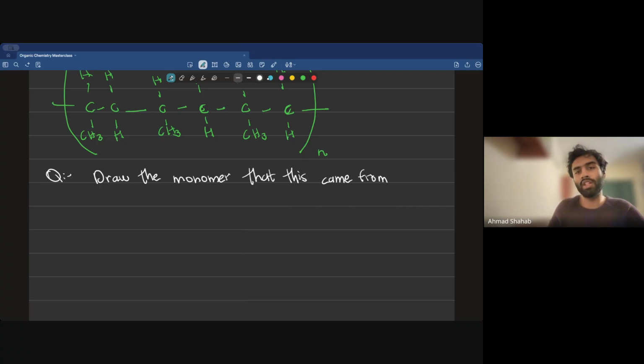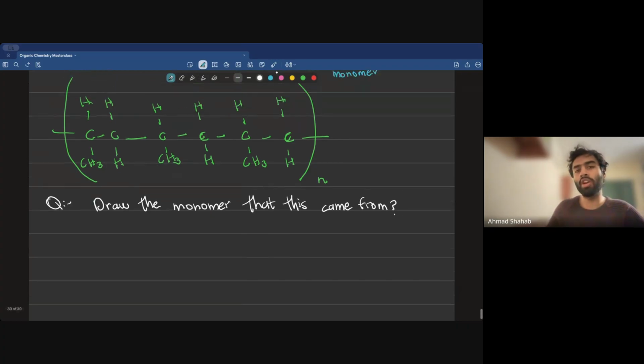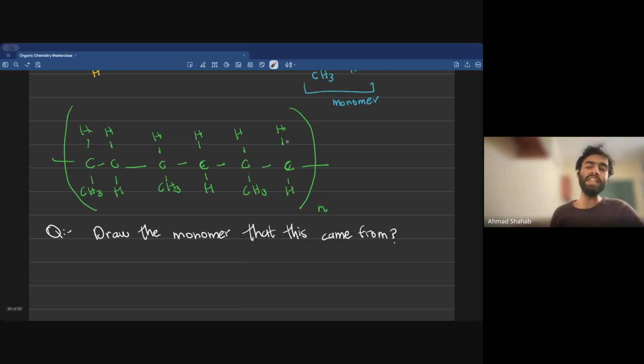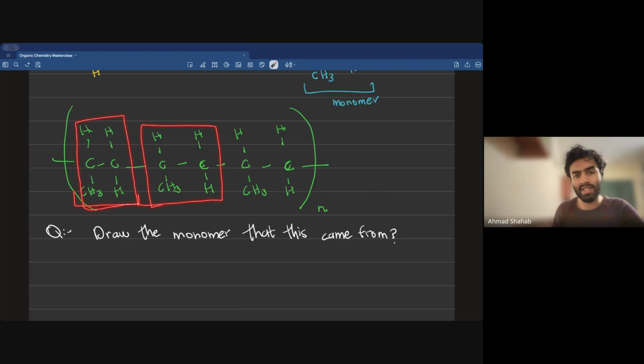Again, you should know that the monomer is an alkene, and an alkene has a double bond. So what is the smallest possible alkene? The smallest possible alkene is the one with 2 carbons. So you take the first 2 carbons and keep this structure in mind, and you see, is the structure getting repeated in the next one? Yes, it is getting repeated. Is this getting repeated in the next one? Yes, it is. So this must be the single monomer that it came from.